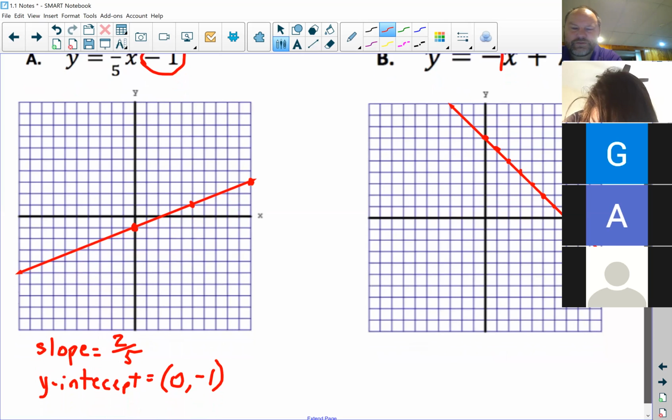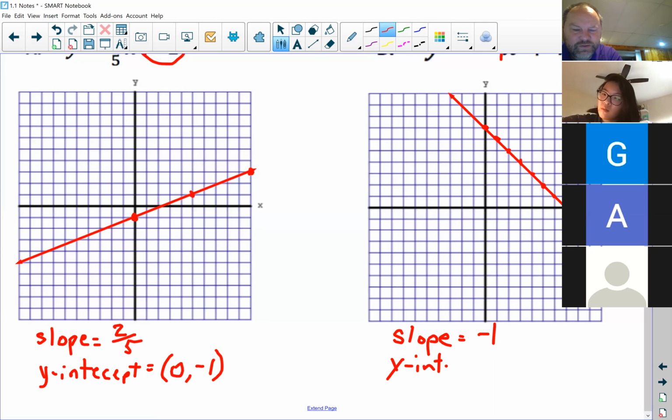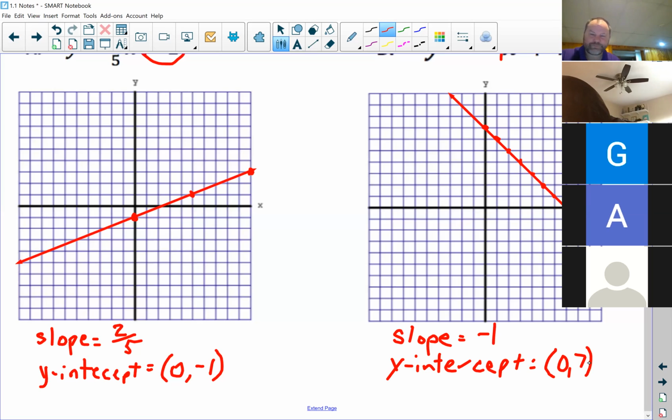And again, if I write my slope, you could definitely write it as -1/1. You don't have to leave it as just -1. It's up to you. They both mean the same thing. My y-intercept, (0, 7).